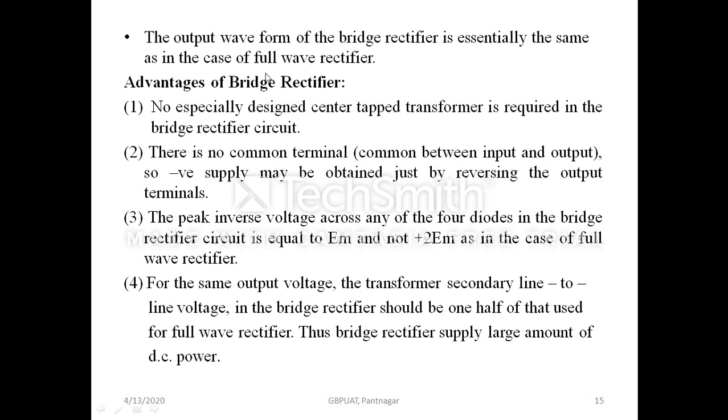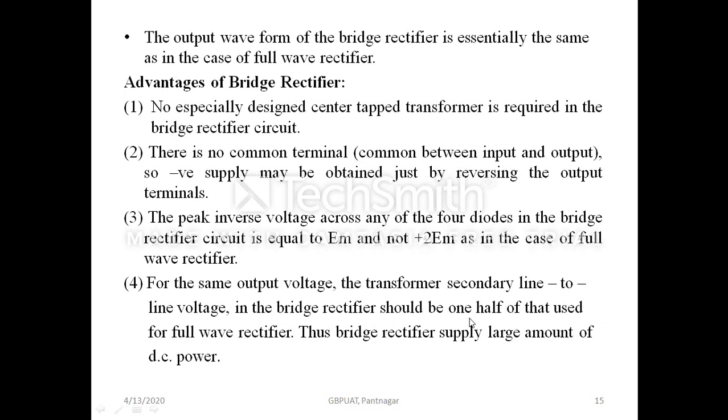So the output waveform of the bridge rectifier is the same as in the case of the full wave rectifier. Both outputs are the same, and the direction of current is uniform, or unidirectional. So what are the advantages of bridge rectifiers? They do not require a specially designed center tap transformer. There is no common terminal between the input and the output, so a negative supply may be obtained just by reversing the output terminals. The peak inverse voltage across any of the 4 diodes in the bridge rectifier circuit is equal to EM, whereas in the other configuration it was 2 EM.